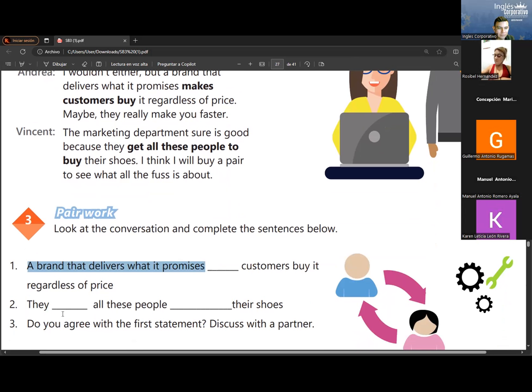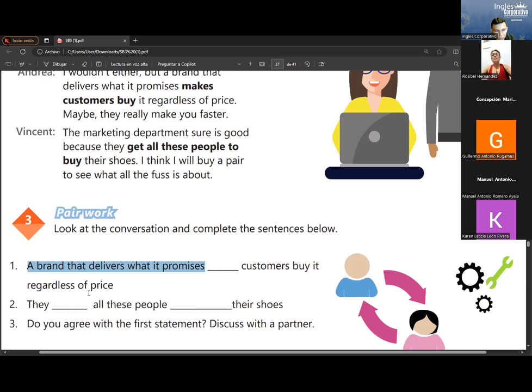They get all these people. Ellos consiguen, aquí el verbo get, quizás get es uno de los verbos que puede tener diferentes significados. Uno de ellos en este sentido es consiguen que. Ellos consiguen que todas estas personas compren. ¿Okay? Conseguir, get. También tenemos que get significa entender, llegar. Bueno, y un montón de usos que tiene el verbo get. Al igual que el verbo set.